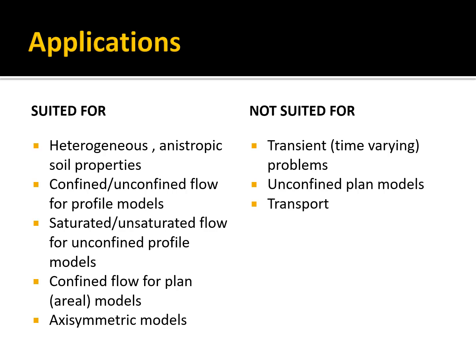First of all, seep2d can be used for heterogeneous anisotropic soil properties. Heterogeneous meaning you can have any number of material zones in your model, and anisotropic means kx does not need to equal ky. It can if you want, but it can handle any kind of problem. We can do both confined and unconfined flow problems for profile models. A profile model, of course, is when we do a vertical slice or cross section through, say, a dam or a levee or a sheet pile.